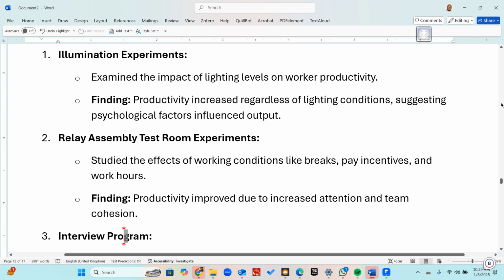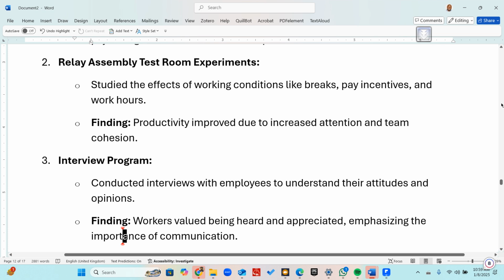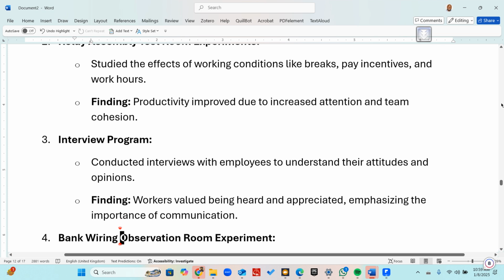So, the relay assembly test room experiment. The relay assembly test studied the effect of working conditions like breaks, pay incentives, and work hours. Findings: productivity improved due to increased attention and team cohesion. So, the interview programs: interviews conducted with employees to understand their attitudes and opinions.